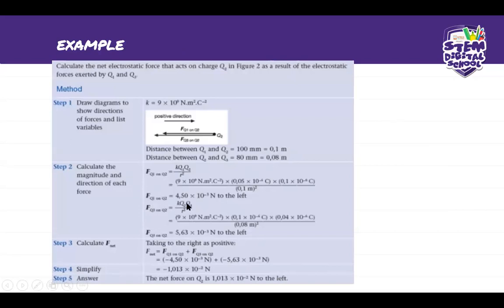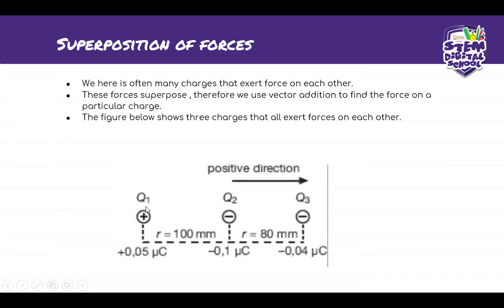And this is going to be the answer: the force from Q1 on Q2 is going to be 4.5 times 10 to the power of minus 3 to the left, okay? To the left. And why is it to the left? Q1 to Q2 is to the left because it's going this way, okay?